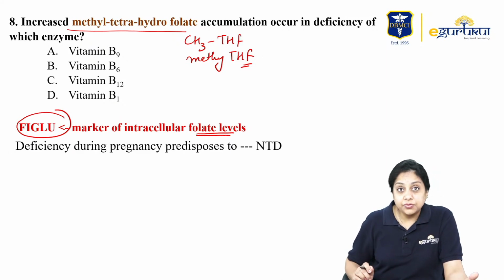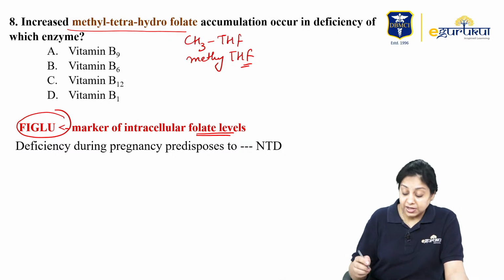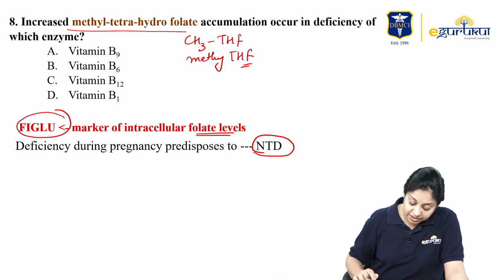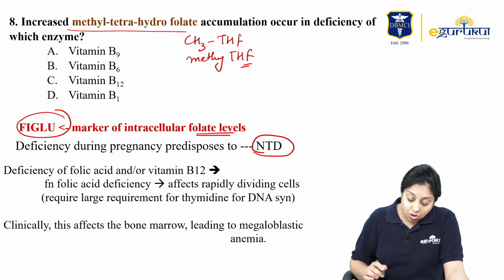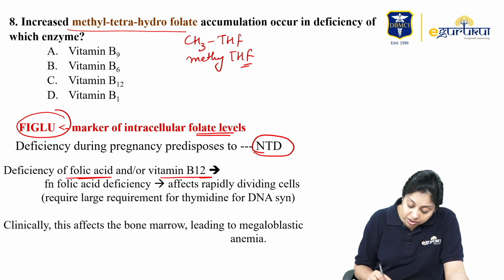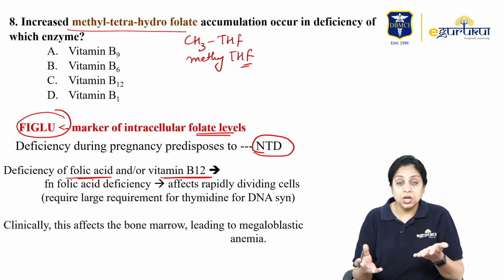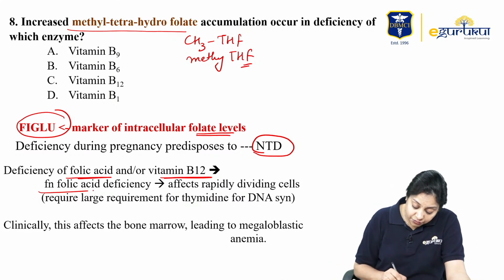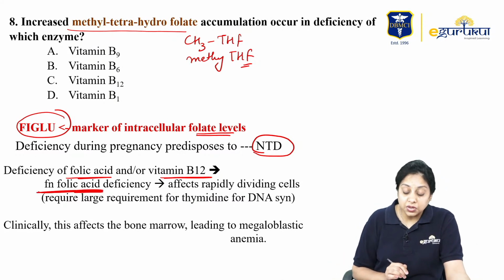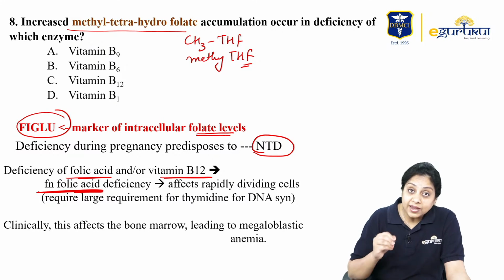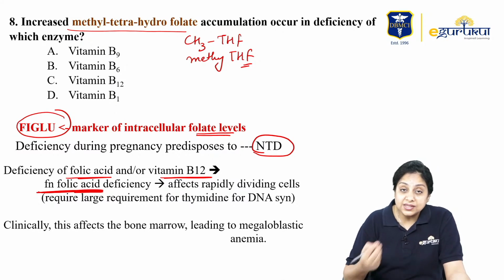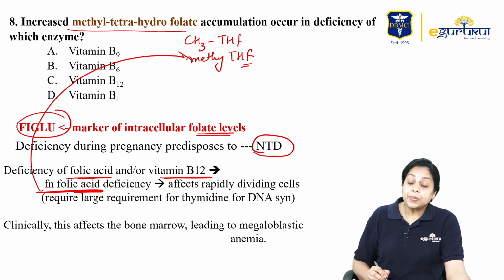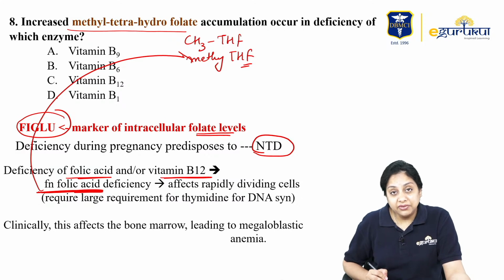And if the folate levels are low during pregnancy, we know it is going to lead to NTD, neural tube defect, right? And deficiency of either folic acid or vitamin B12, either both are absent or one of them is absent, that is going to lead to what? The functional folate deficiency. What is functional folate? Functional folate is folic acid in active form. What is the active form of folic acid? Methyltetrahydrofolate, right? That will affect the dividing cells.